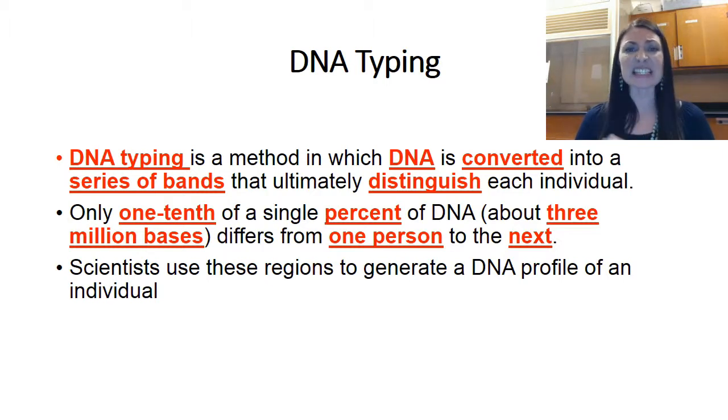Only 0.1% of DNA differs from one person to the next. So phenotypically, we look very different from one another, but that's only accounting for 0.1% of a difference in our DNA bases. So we use the regions that are different between us to make a DNA profile for an individual.